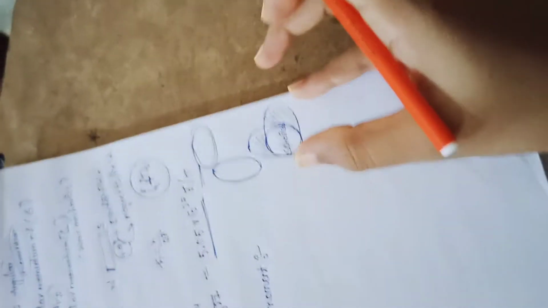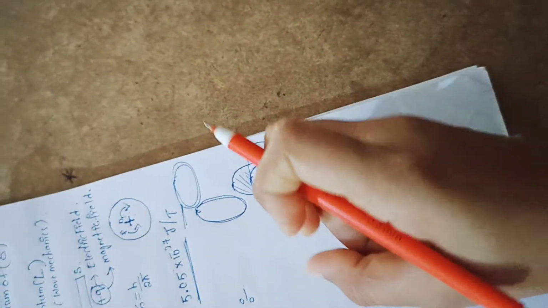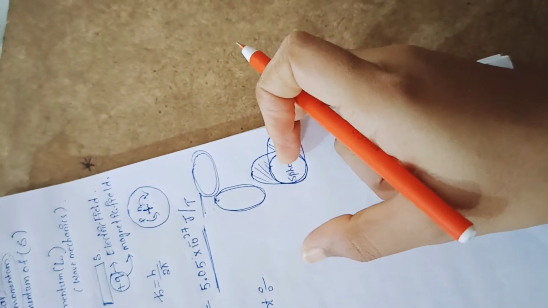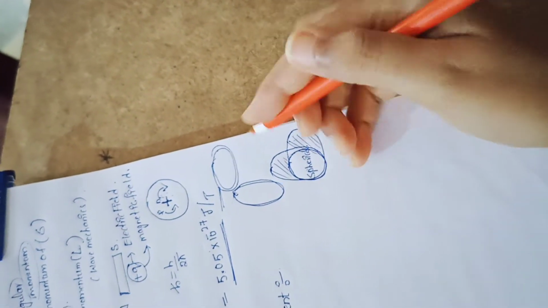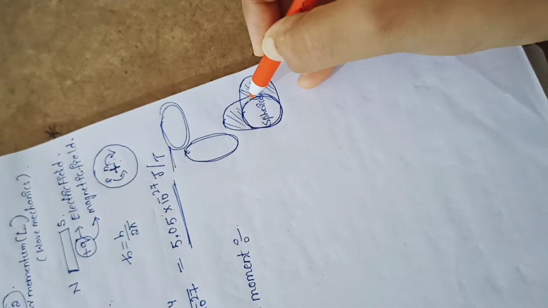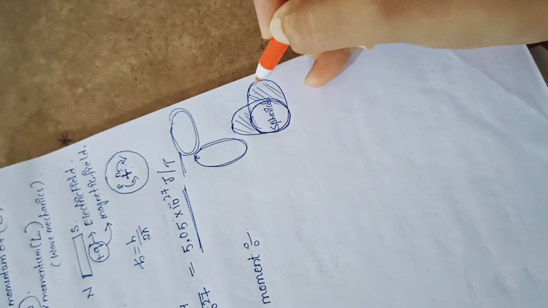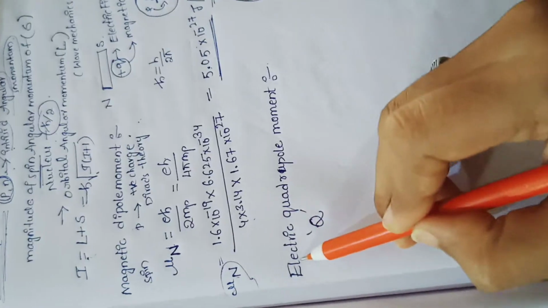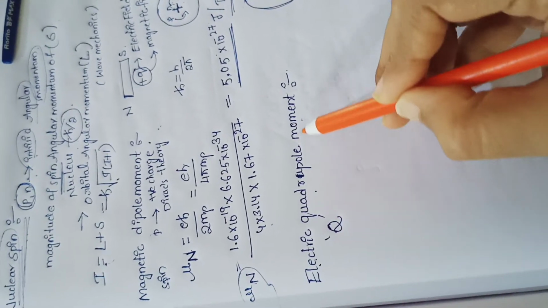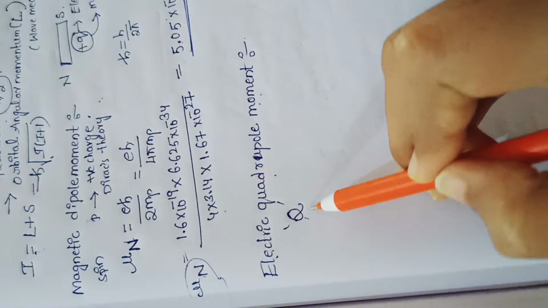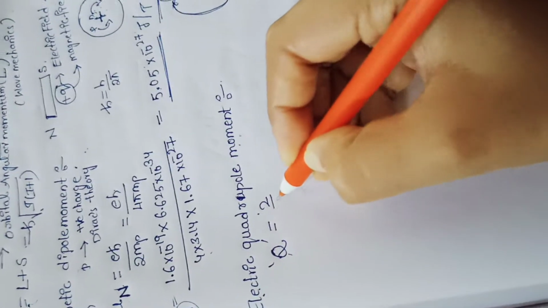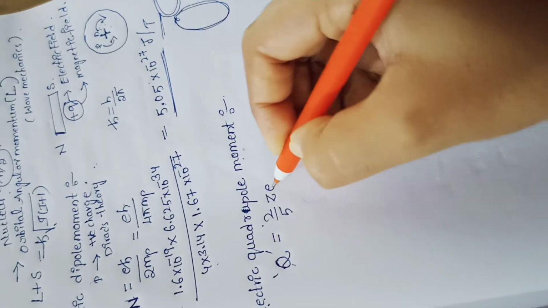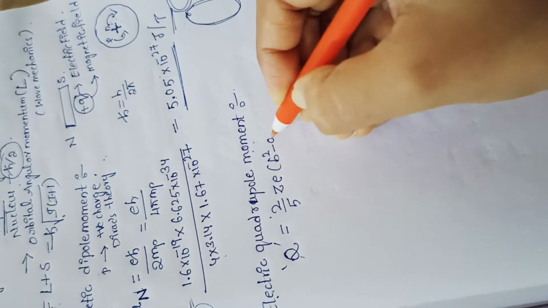In general the nucleus is spherical in shape, but sometimes because of the revolution of the protons and neutrons inside of the nucleus, it is ellipsoid in shape. Now the deviation from the spherical symmetry, how much deviation, that is denoted by the electric quadrupole moment, denoted by Q. The value of Q, directly I am writing, Q is equals to 2 by 5 into Z into E into B square minus A square.